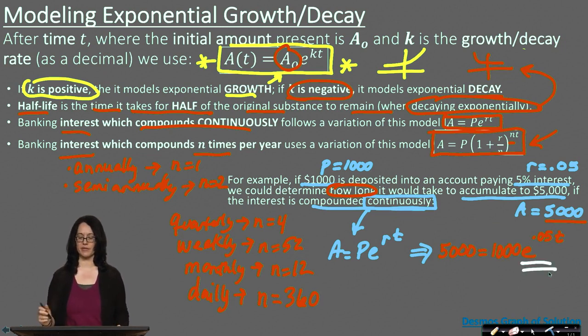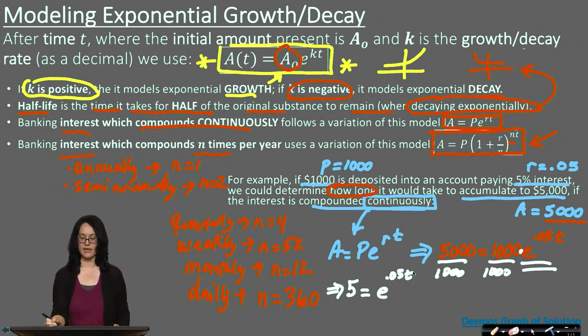A lot of students struggle with this. You have to first undo that multiplication with division. So if I divided 1,000 on both sides, I would now have 5 on the left. So watch your arithmetic. Little mistakes will cost us. 5 equals e to the 0.05t. Now I have an exponential equation which I could solve with logarithms or by switching to logarithms. Either way of interpreting that gets you to the same place.